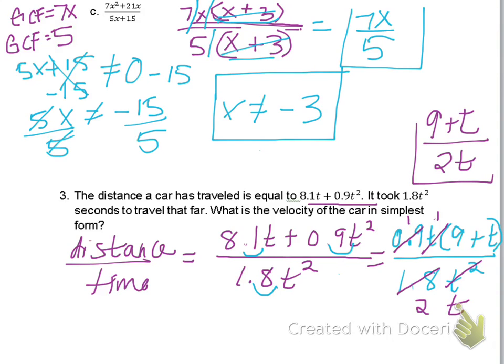So this is my simplified expression, and then I have to figure out what t cannot be to make the denominator 0, because it's all multiplication. Whenever it's all multiplication and no addition or subtraction, then the variable cannot be 0, because anything multiplied by 0 is 0. So t cannot be 0.